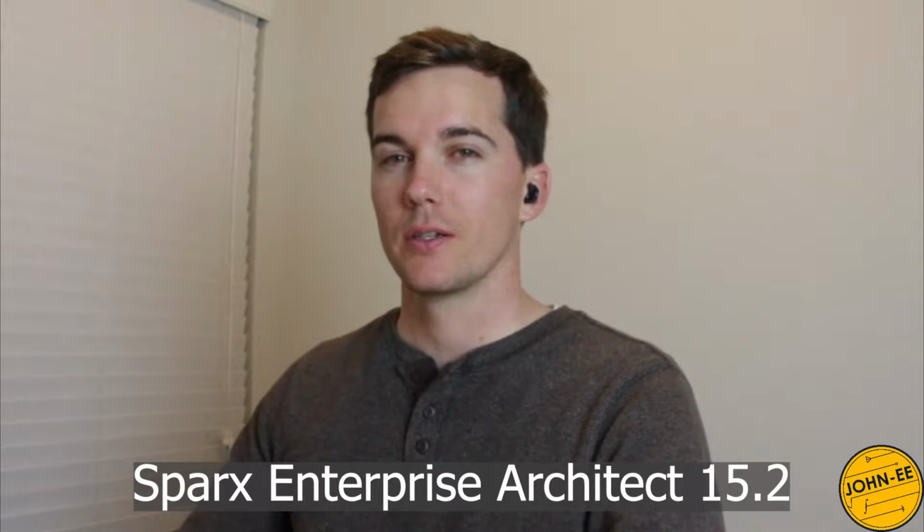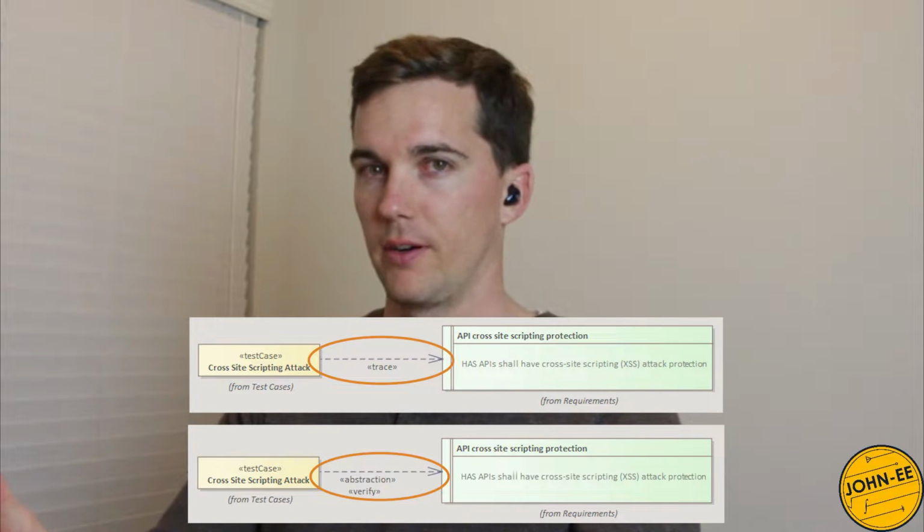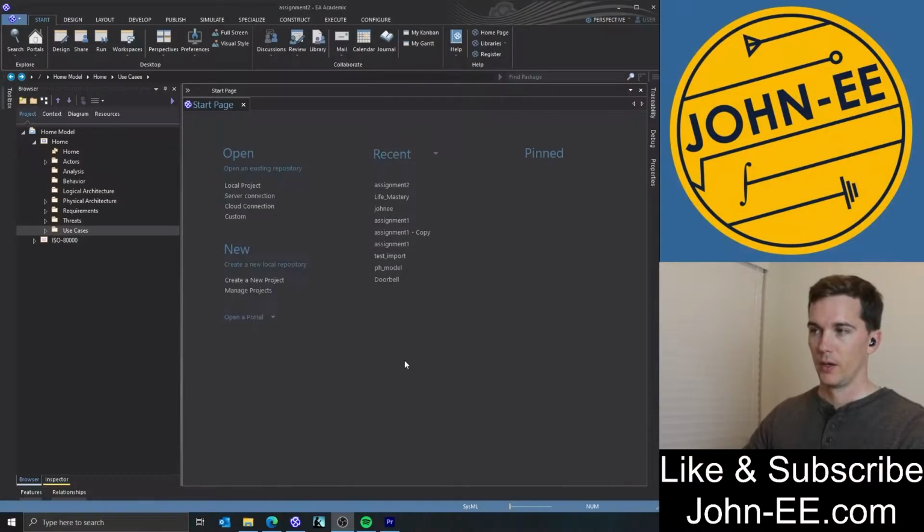Hi, I'm John, and today I'm going to show you in Enterprise Architect 15.2 how to change the relationship of trace when you have a trace line to a verify relationship. It's in the stereotype. It wasn't exactly easy for me to find, and I couldn't find documentation on it, so I figured I'd make a quick video to share it, and hopefully it helps somebody.